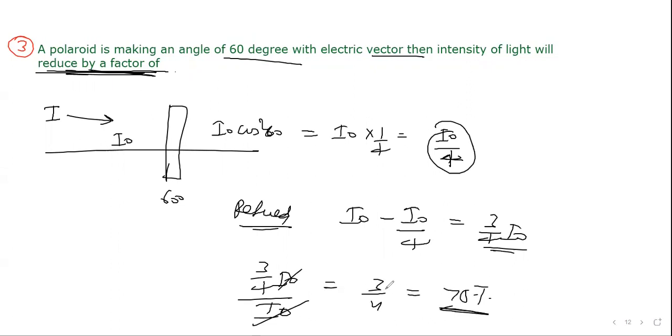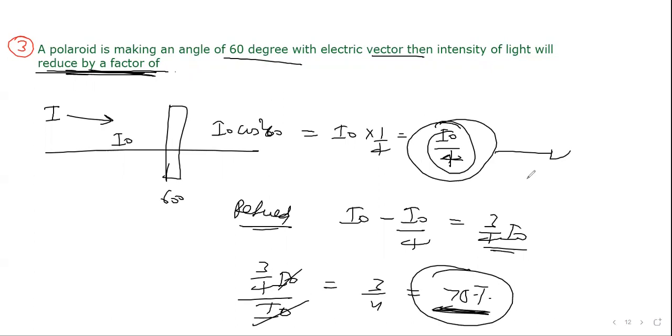If you want to say it in percentage, you can multiply by 100. This is the amount by which the light is reduced. It means only 25% of the light is passing through this system. The remaining light is blocked. Correct? Okay.